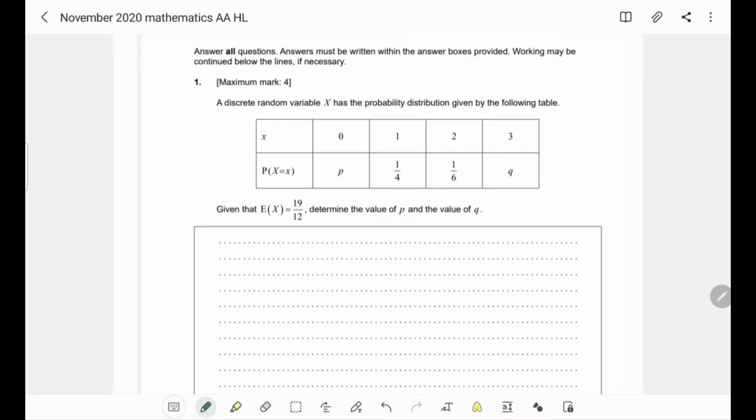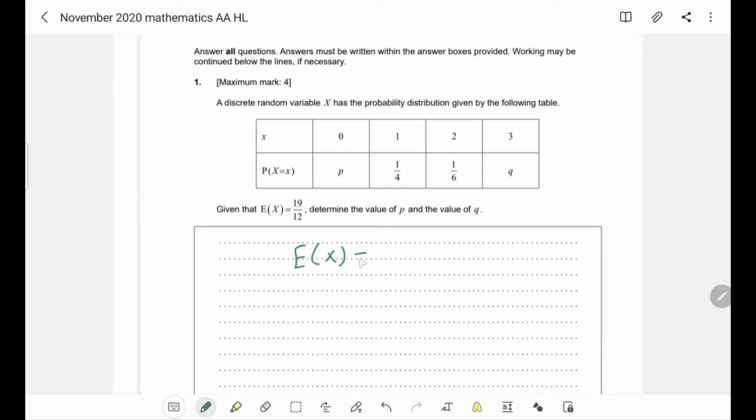So today we are starting with previous year questions and we are doing November 2020 Mathematics AA HL question number 1. In this question, a discrete random variable X has a probability distribution given by the following table. Given that E of X is equal to 19 by 12, determine the value of p and the value of q.